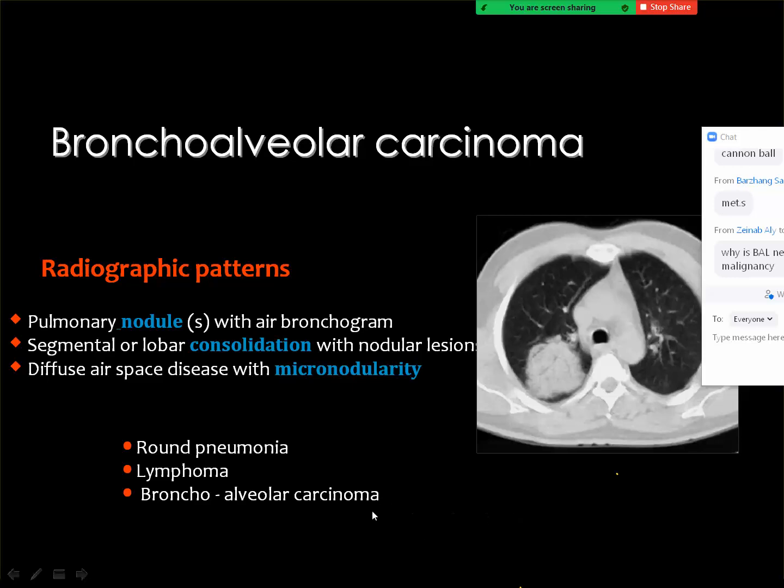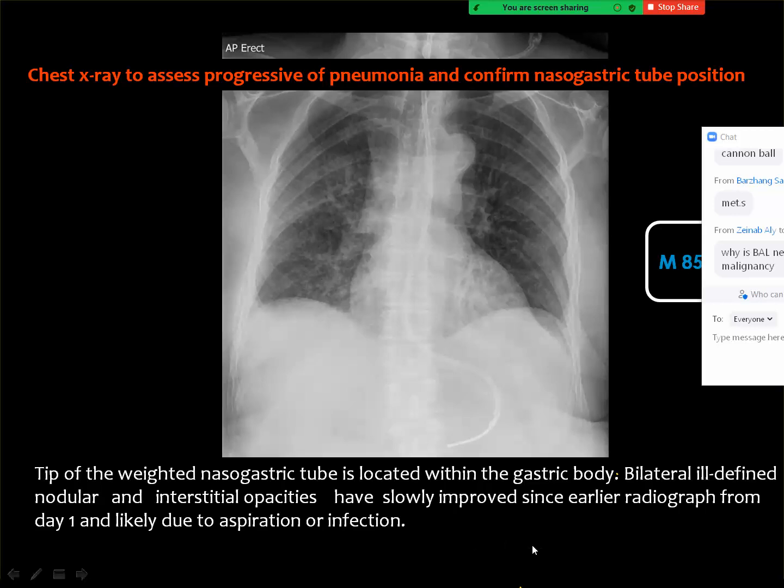Many times we need to have a biopsy to confirm the diagnosis, but whenever you are asked to select one of these two conditions, bronchoalveolar carcinoma is relatively common, more than the lymphoma.